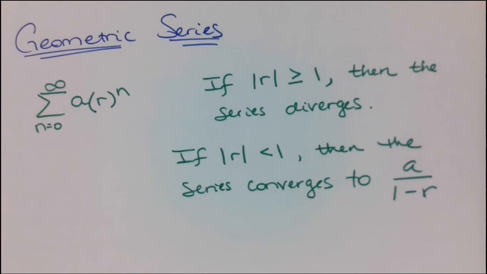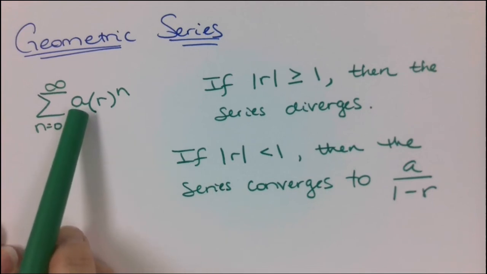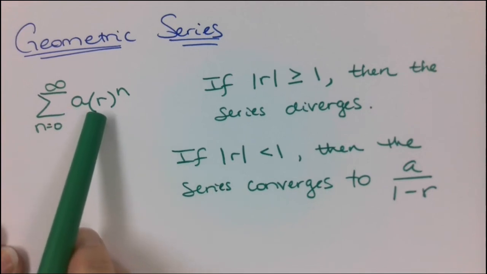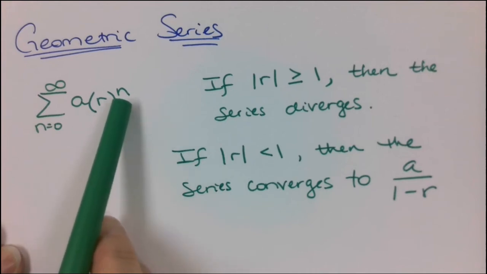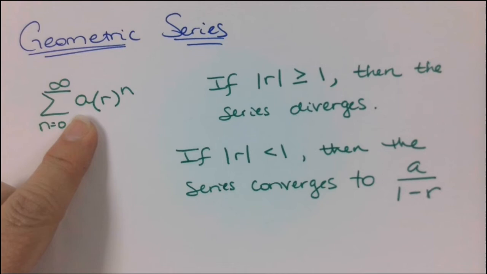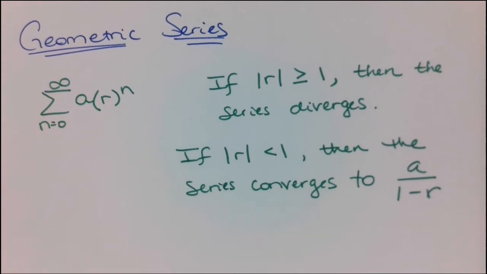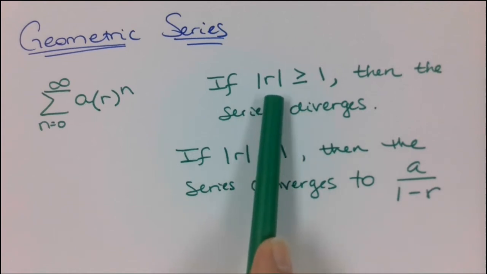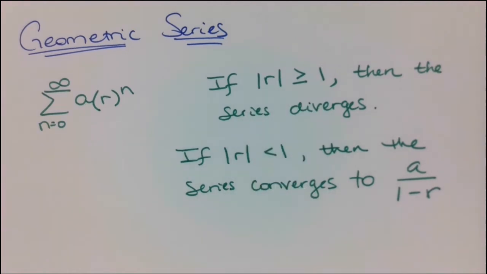Now let's consider geometric series. A geometric series is a series that can be written in the form of a constant times a common ratio to the nth power. This r to the n is the important feature that we're looking for to identify a geometric series. And if I have an infinite geometric series in this form, if the absolute value of the common ratio is greater than or equal to 1, then we know that the series is going to diverge.